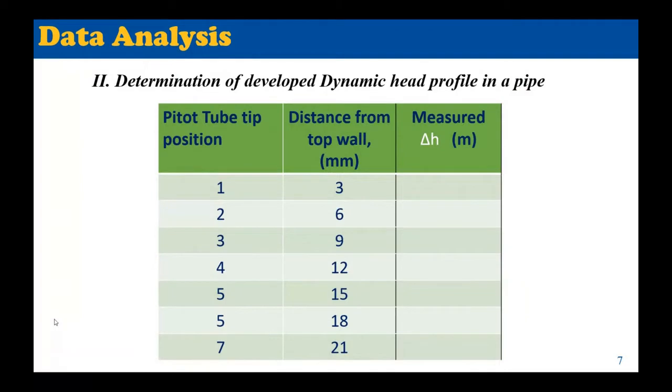So we have finished our first part of the lab. For the second part of this lab, to determine the dynamic head profile in the pipe, we will change the position of the Pitot tube head inside the tube, and we call the positions 1 to 7. The distance of the Pitot tube head or the tip from the top wall, for each position, is changed by 3 millimeters, and for all the changes we will get the distances 3, 6, 9 up to 21, and for all those positions you have to measure the head.